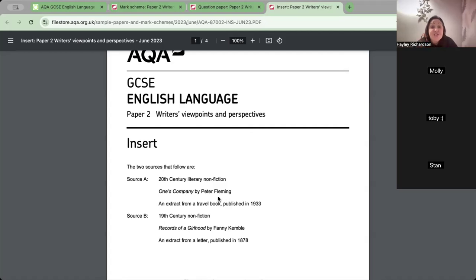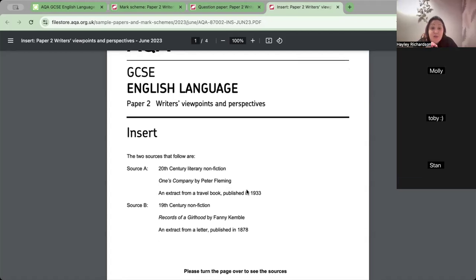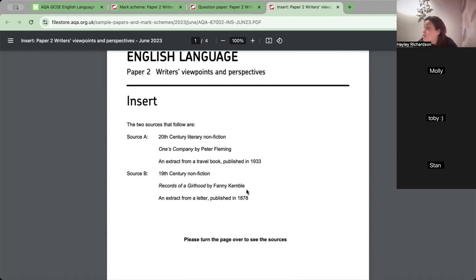Okay. So today we're going on to our section A of paper 2, and we have two sources.